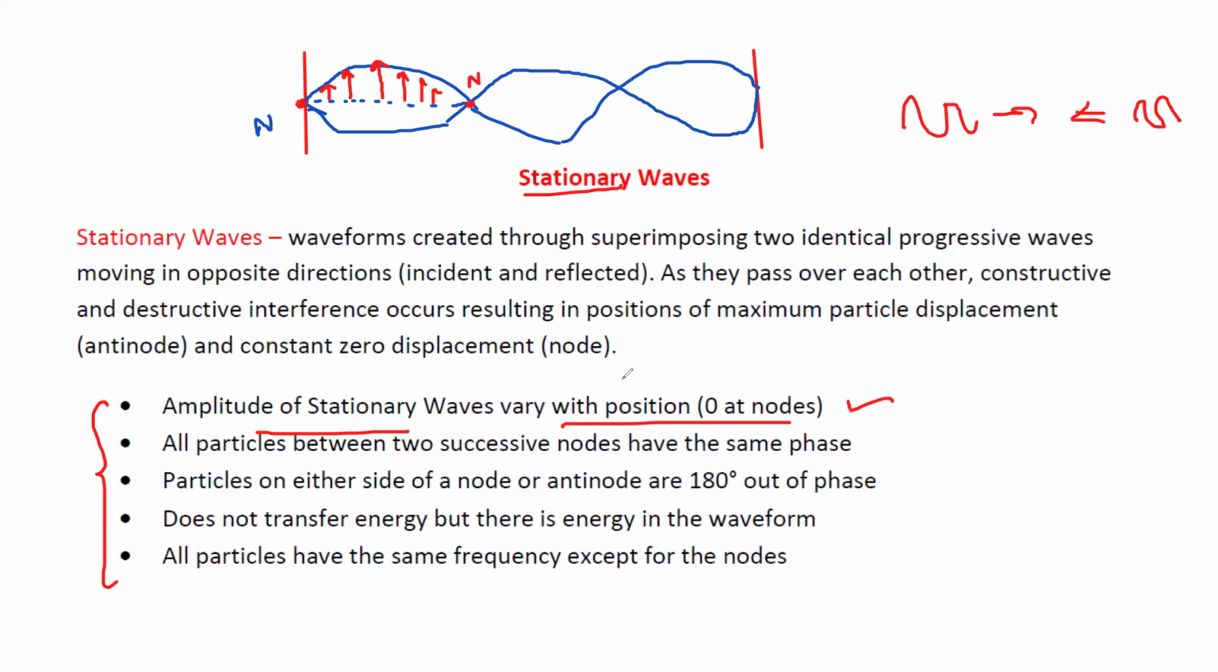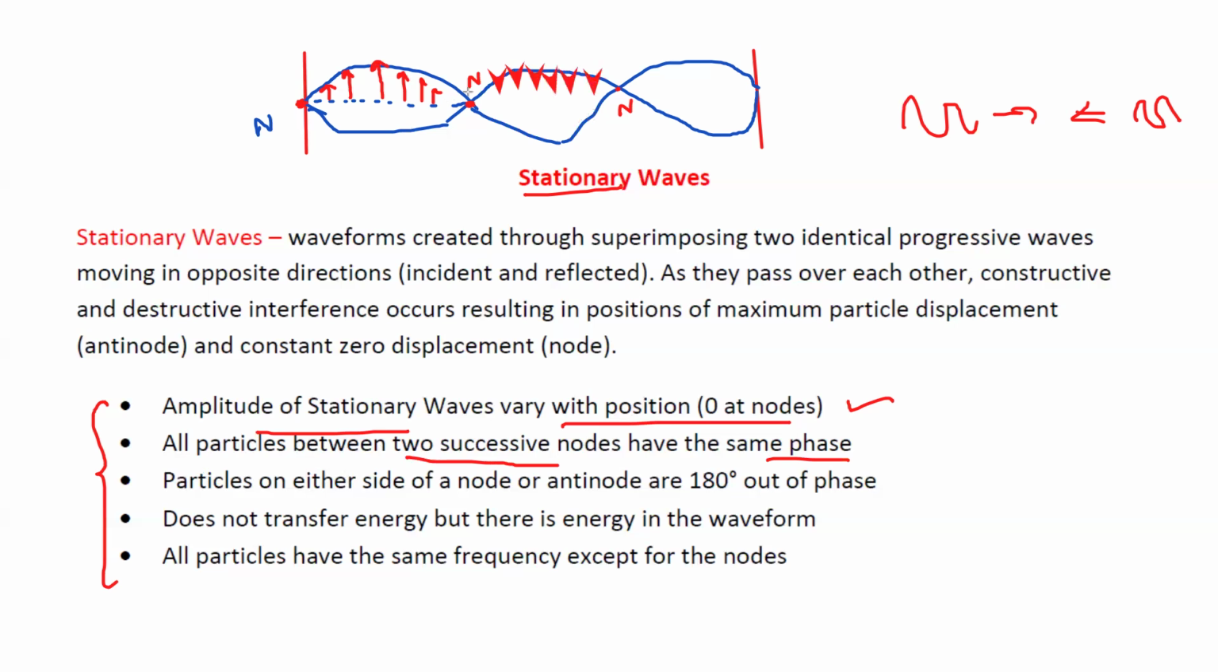That's the first point: all particles between two successive nodes have the same phase. What does it mean? For example, this is a node and this is also a node. All the particles having the same phase means if all the particles are moving down, or all the particles are moving up, then between two successive nodes, all the particles are moving in the same direction.